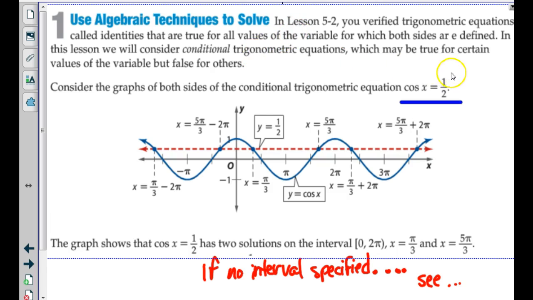So this is the kind of equation we're going to have today. Cosine of x equals a half. We could graph the cosine graph, and we would see that it hit 1/2. It would hit 1/2 at pi over 3 and 5 pi over 3, and then it would repeat.